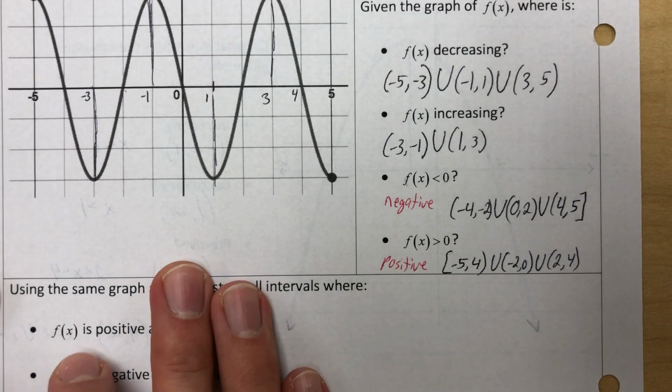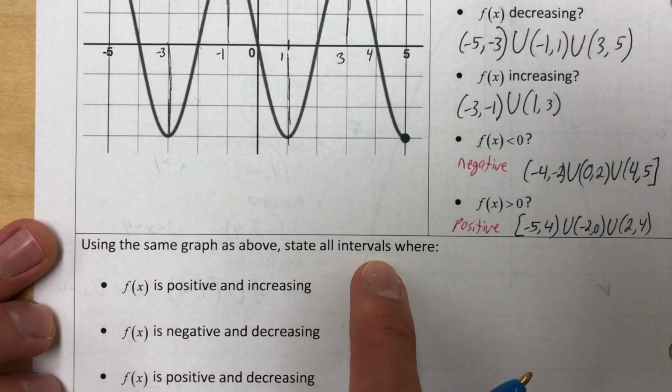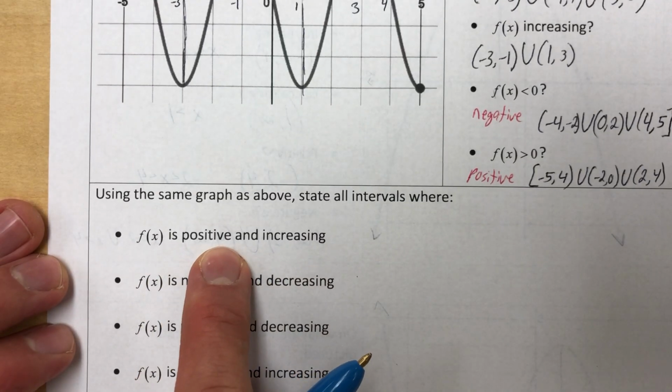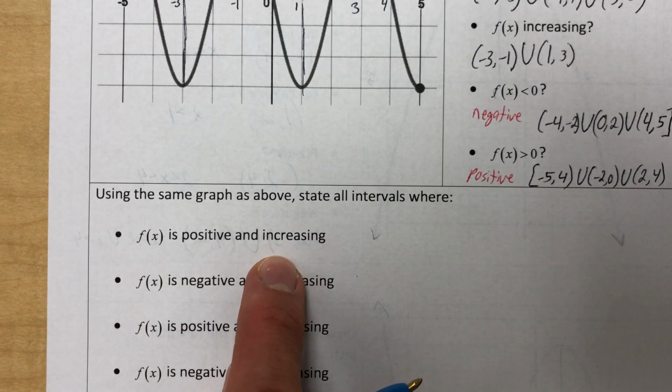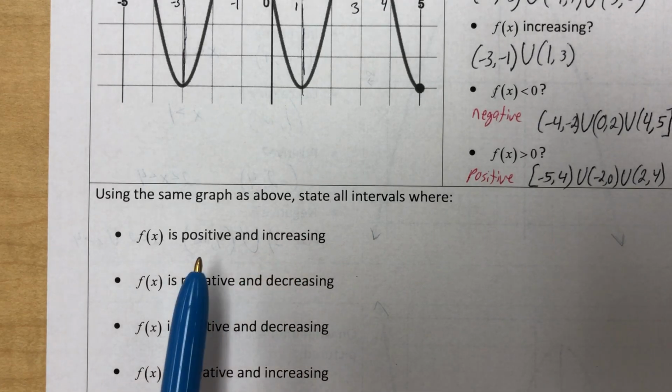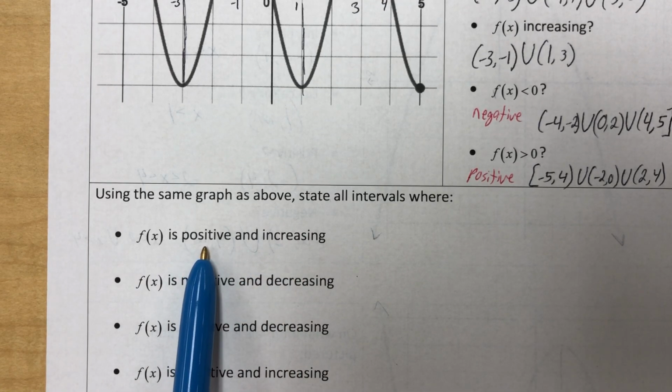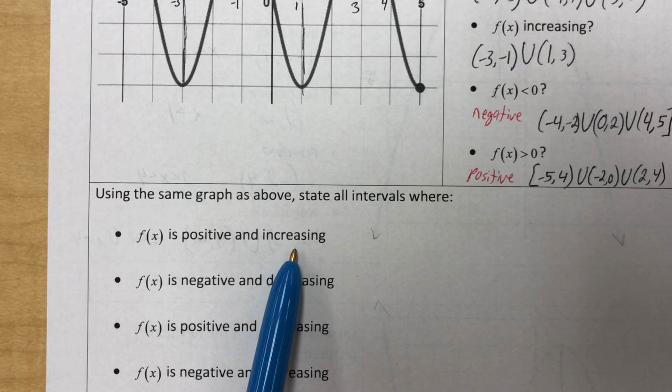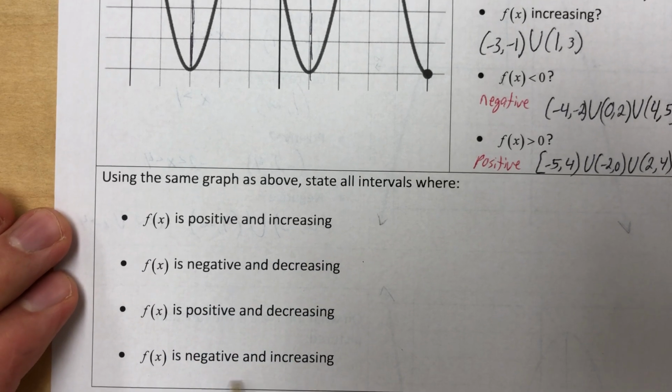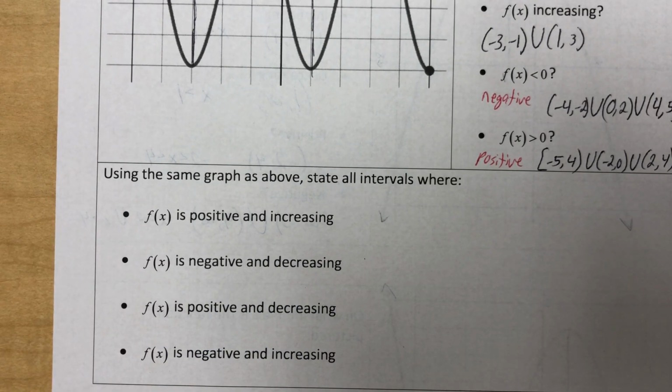All right, we're going to use the same graph as above, but we're going to state all the intervals where f of x is positive and it's increasing. Okay, here's what I'm looking for. I'm looking for sections that are above the x-axis and are going up. And then we're going to do that for each individual piece. And this part kind of goes fast.